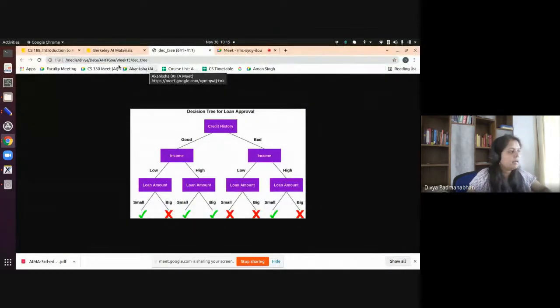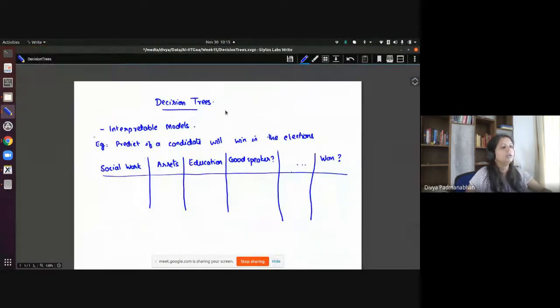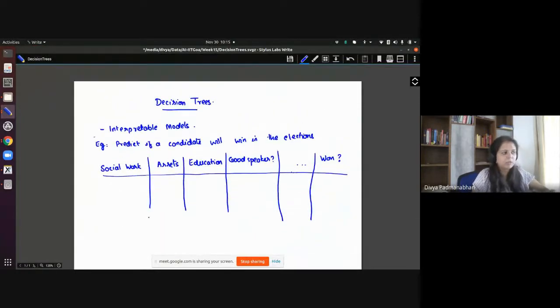Okay, so let's see that formally. Let me just start this new one. As I said, these are very interpretable models, and we're going to see how to build this. Now, I'll take this example of predicting whether a candidate is going to win in some elections. This is a very relevant question, an all-time relevant question. Maybe you have some features like this.